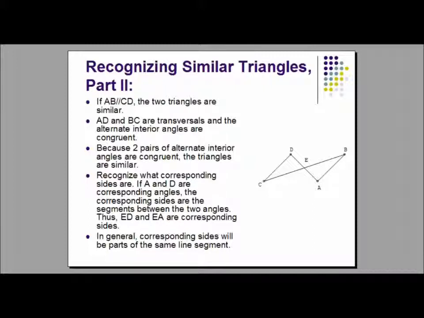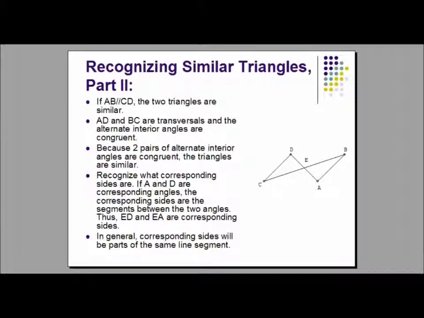And therefore, we would have B and C as alternate interior angles, and they would be congruent. A and D are alternate interior angles, and they are congruent also. Because two pairs of alternate interior angles are congruent, the triangles are similar.